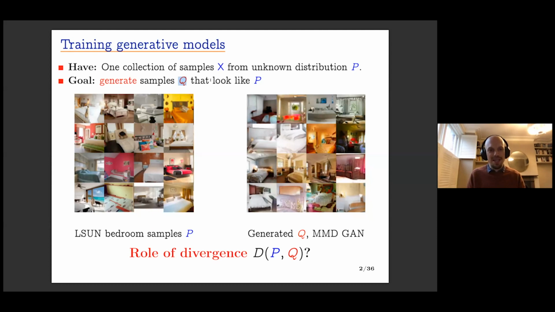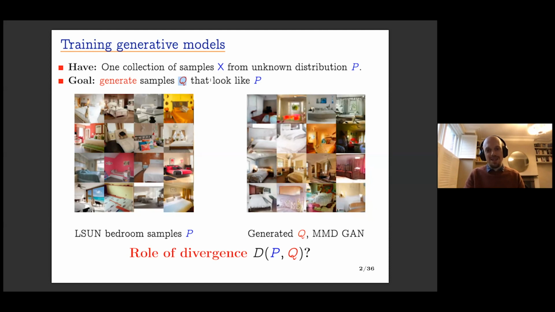So for example, here we have the task of generating pictures of bedrooms. On the left, we have example photographs of bedrooms. On the right, we have artificially generated samples of bedrooms. And a goal of generative modeling is to train our artificial generator Q so that it generates samples that resemble the target samples P. And this is a distribution matching task.